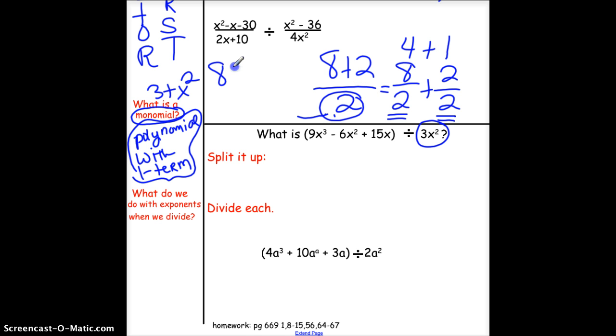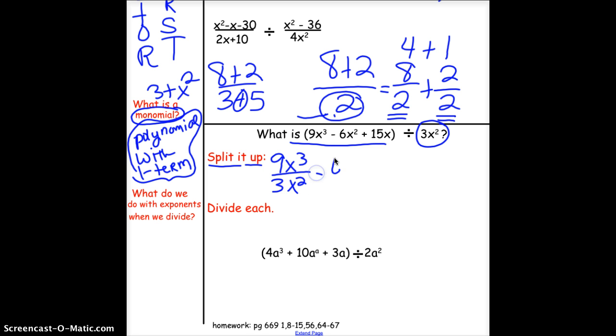Now, again, had that been 8 plus 2 over 3 plus 5, now I can't split it up because I don't have a monomial or a single term down here. So let's go take a look at what we're going to do with this one. We're going to split it up. I'm taking a whole quantity and dividing it by 3x squared. What that means is every single term can get divided by 3x squared.